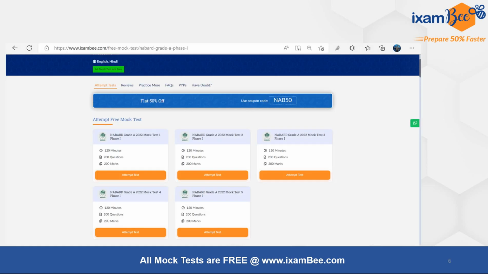You can also practice the phase 1 mock tests in the pattern of the exam on our website free of cost. There are 5 mock tests available, good updated quality mock tests as per the exam pattern, which you will find on our website, and you can go and practice that also.